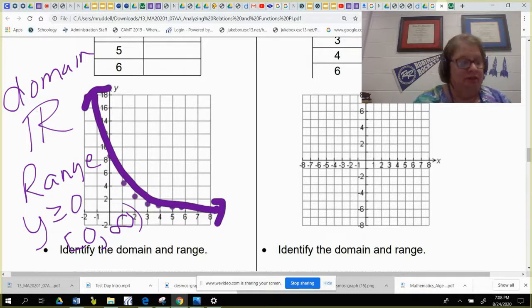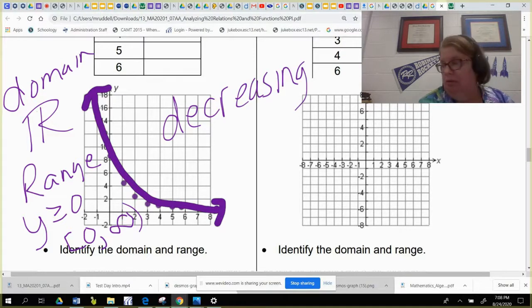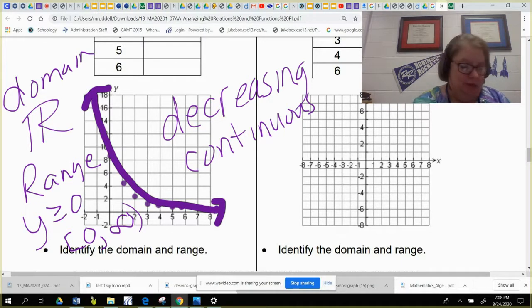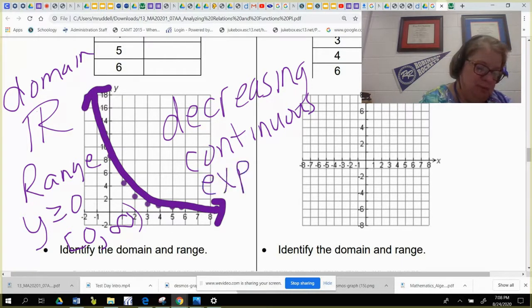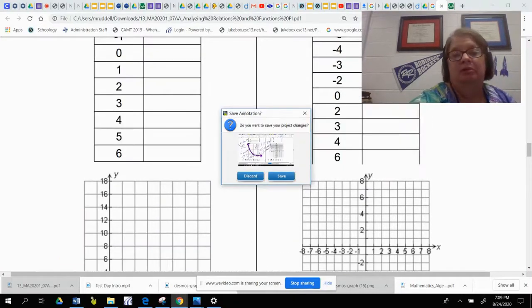What's this one doing, increasing or decreasing? If you read it from left to right, it is decreasing. Is it continuous or discrete? When we have an equation, it is continuous. Points are connected. And the parent function is exponential. It's just going down instead of up. Okay. All right. Let's get rid of that. Go to the other side.